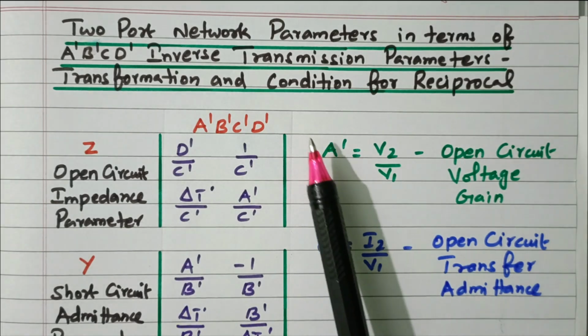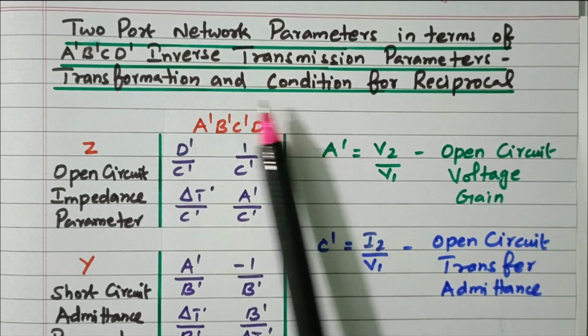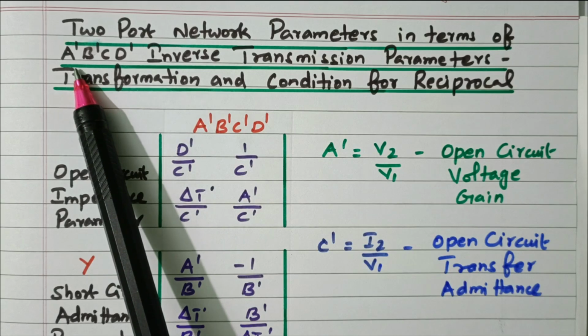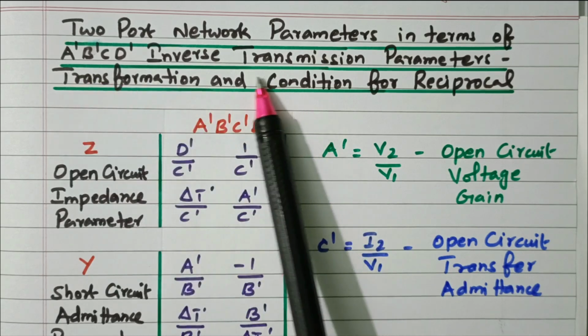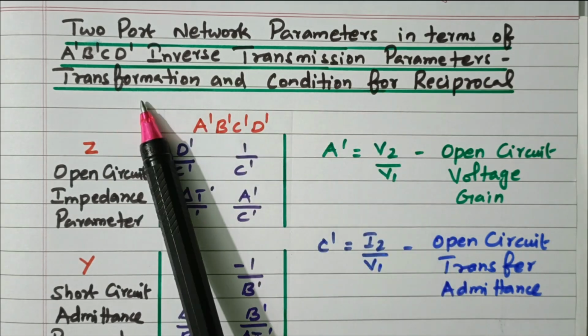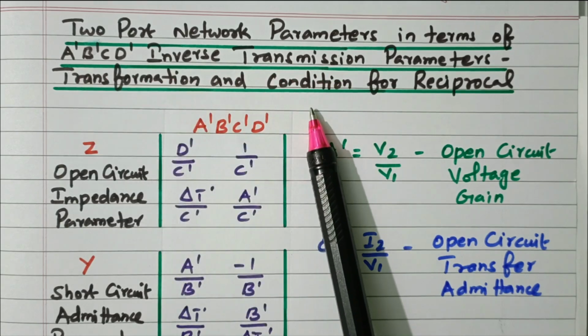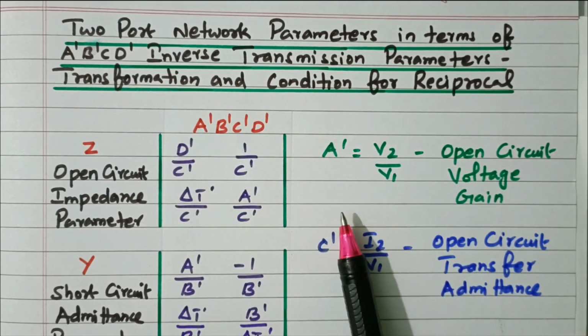Now we'll go to the topic. In a two-port network there are various parameters available. In this video we are going to express the other parameters in terms of the inverse transmission parameters, that is, transformation from one parameter to another, and also the condition for reciprocal.